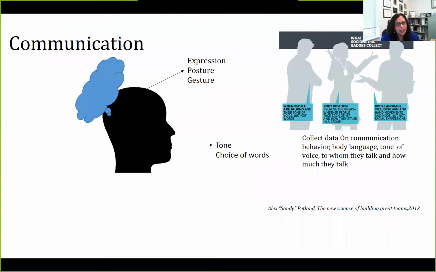And I think this is a very interesting read. I've listed the reference at the bottom. So this just shows that communication, verbal and non-verbal, is going to be very, very important whenever you try to build a team.